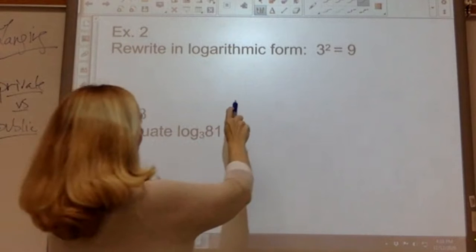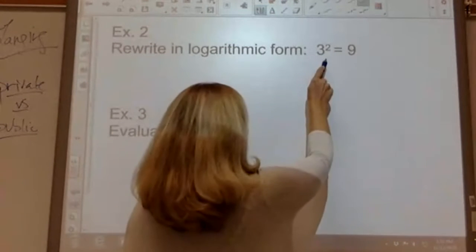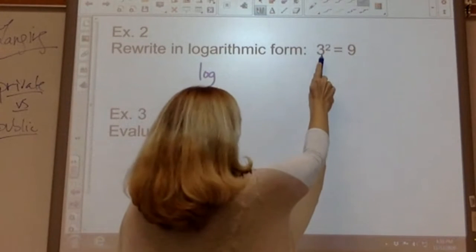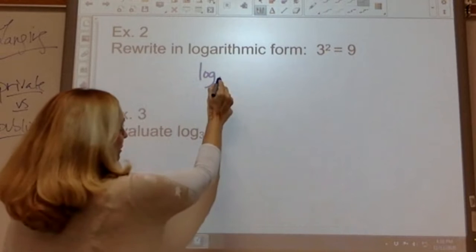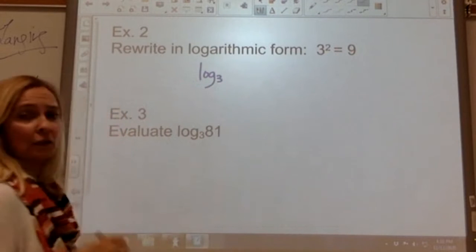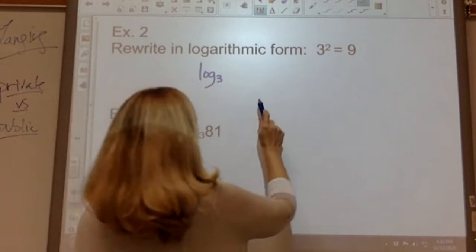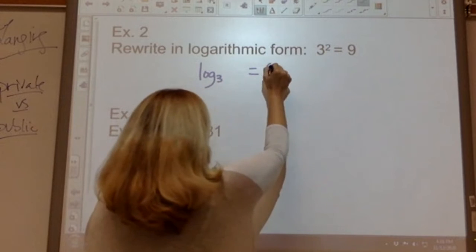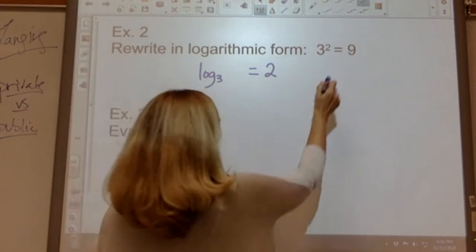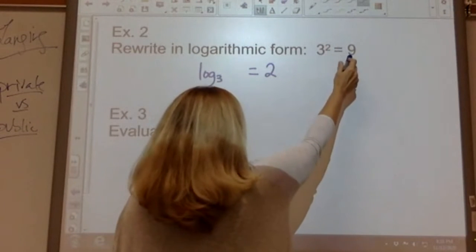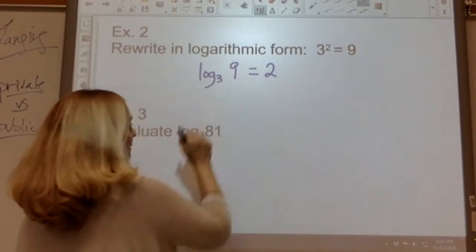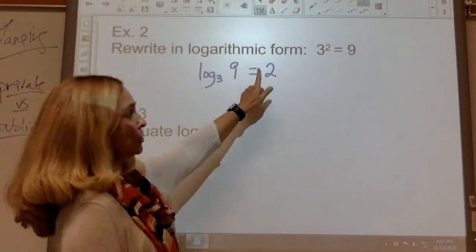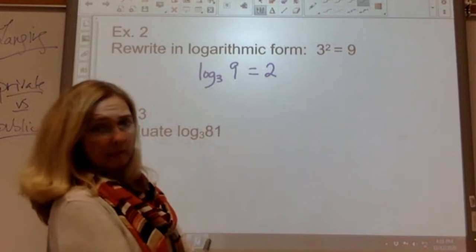Okay. Here they want us to rewrite this exponential form in log form. So we're going to have to write the word log. Now over here, 3 is the base. So that's going to become the base of the log. So that's a little subscript. And then we know that a logarithm equals the power. And so the exponent goes here on the other side. And then this number, 3 squared is 9. And so 9 goes here, and that's what we take log of. So this is log base 3 of 9 equals 2, which would be the exponent.